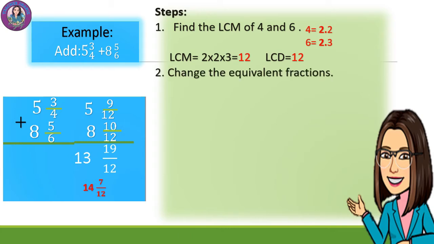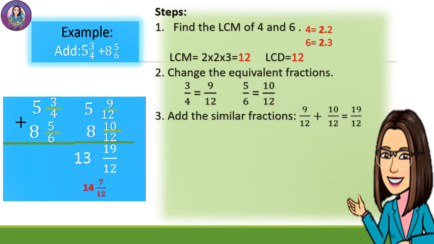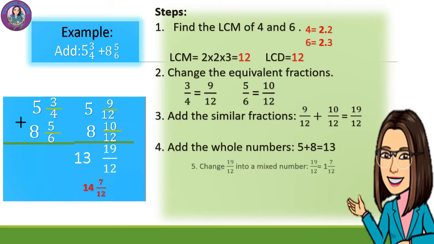In step 2, we change to equivalent fractions. From 3/4, it became 9/12. And from 5/6, it became 10/12. Step 3. Add the similar fractions. 9/12 plus 10/12 equals 19/12. Step 4. Add the whole numbers. 5 plus 8 equals 13.